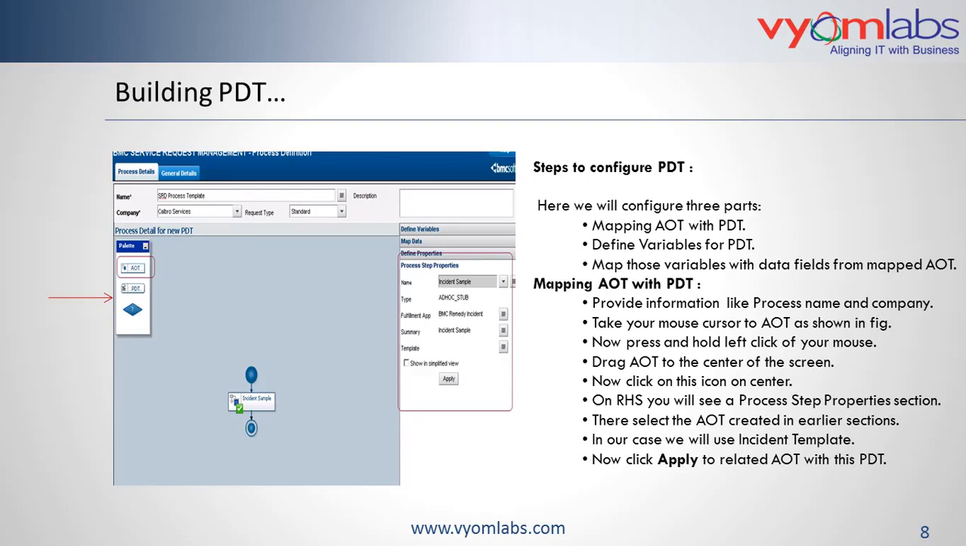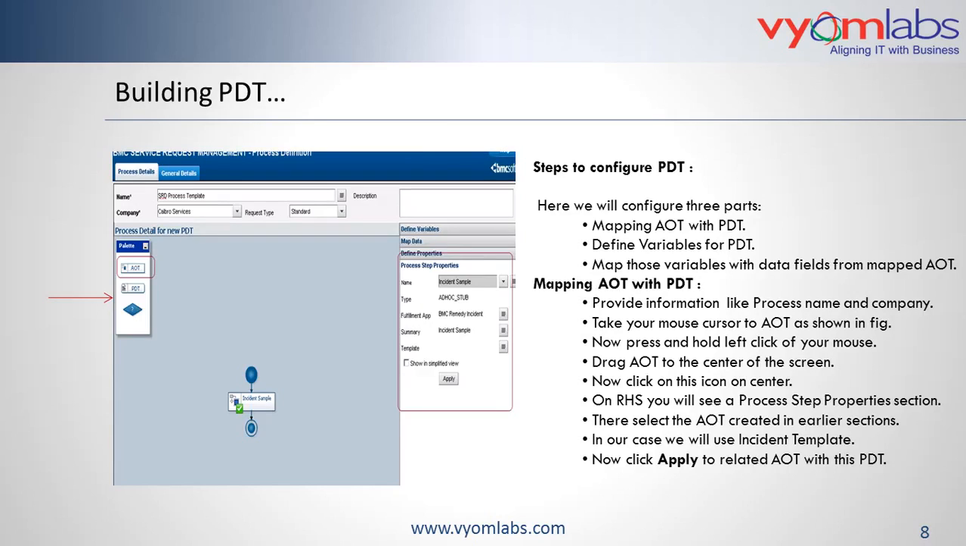So first of all we'll see mapping AOT with PDT. Provide information like process name and company. Take your mouse cursor to AOT as shown in the figure. You can see if we have to add this AOT to this PDT, we first of all have to provide the name at the top of the form. You have to provide the process name and then company.